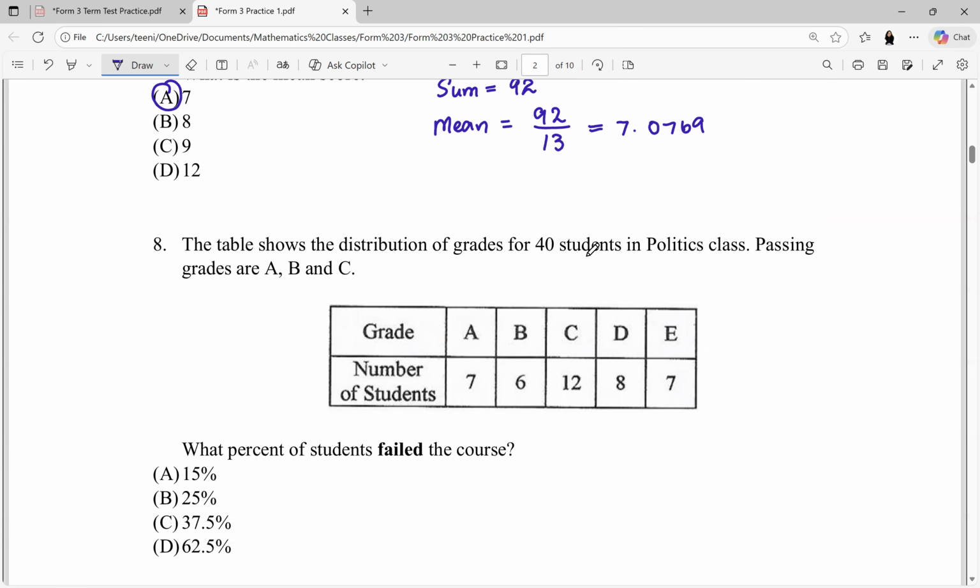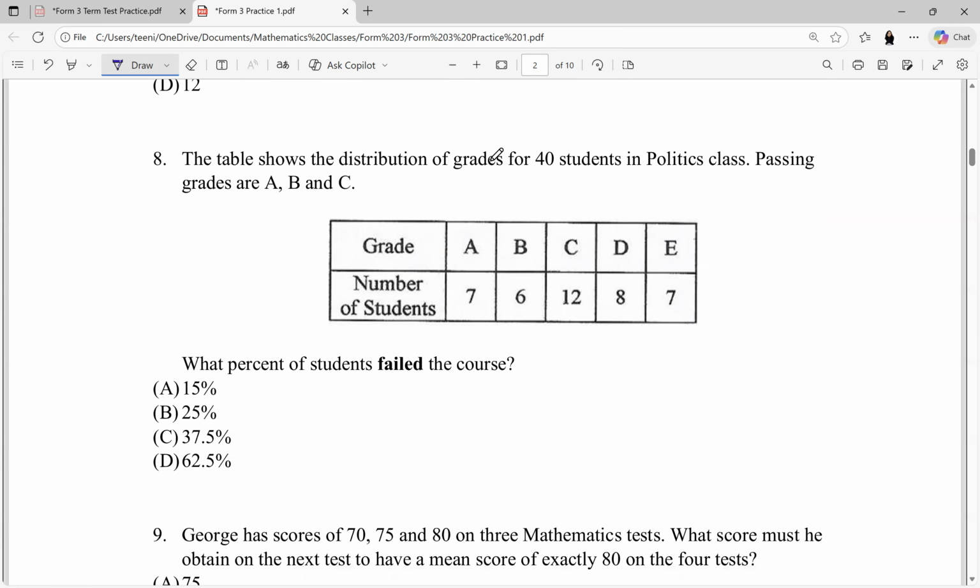All right, let's look at number 8. The table shows the distribution of grades of 40 students in politics class. Passing grades are A, B, and C. What percent of students failed the course? So the passing grades are A, B, and C. So which grades will mean a fail then? D and E. Correct.